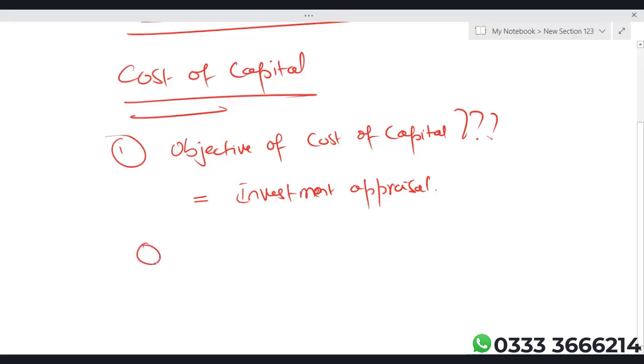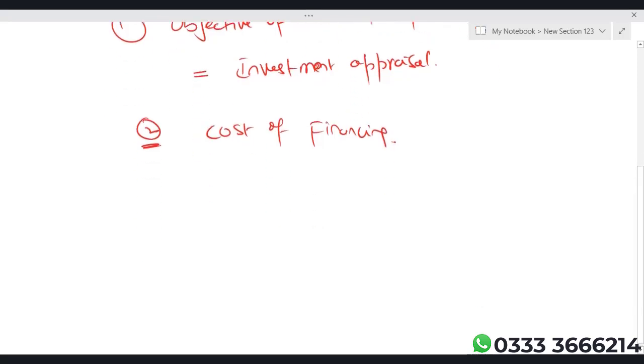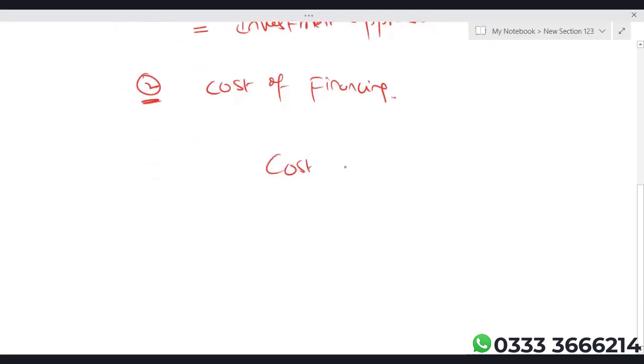Second, cost of capital actually represents cost of financing. Another question is, if someone asks you what do you mean by cost of capital? Actually, cost of capital represents cost of financing. Now, when we say cost of capital, another name is weighted average cost of capital.